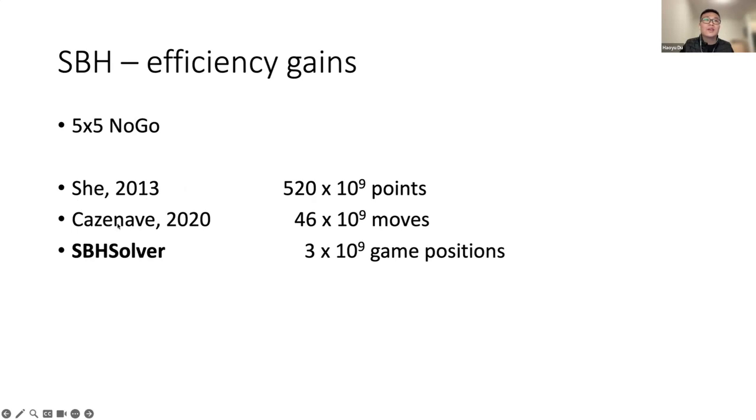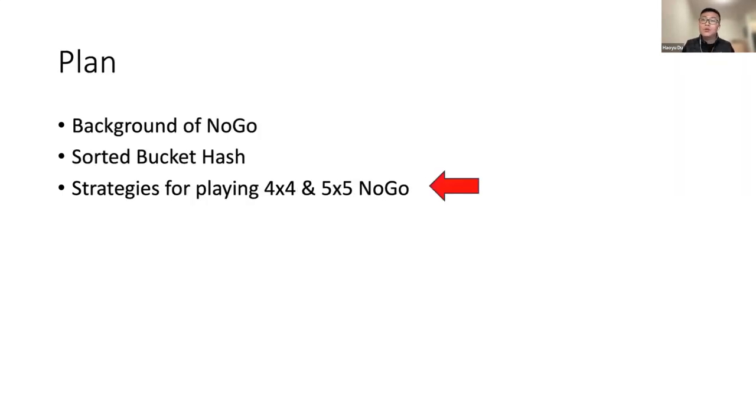Followed by that, Tristan Cazenave evaluated 46 billion moves, and our solver, the SBH solver, is a solver using SBH, sorted bucket hash, as its transposition table, together with 2 heuristics to solve 5x5 NoGo. We evaluated in total 3 billion game positions. So as you can see by the numbers, our solver is more than 2 orders of magnitude more efficient than Xuanshe's work in 2013, and more than 1 order of magnitude more efficient than Cazenave's work in 2020. I would say this is a huge improvement. That was all for sorted bucket hash.